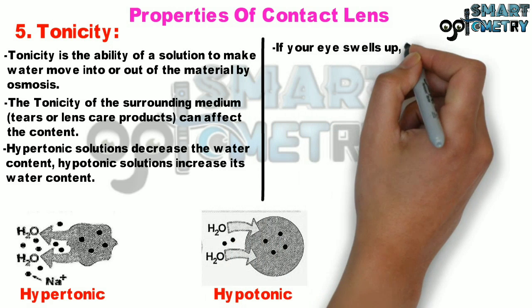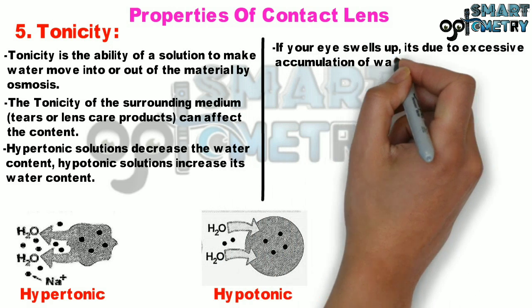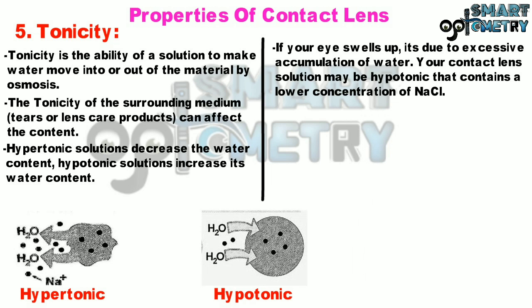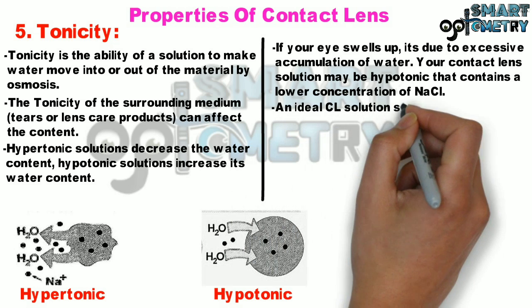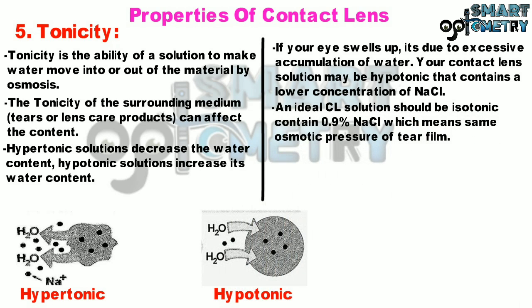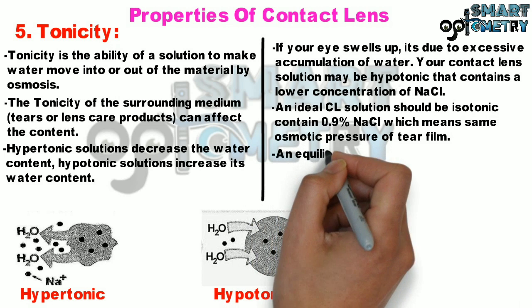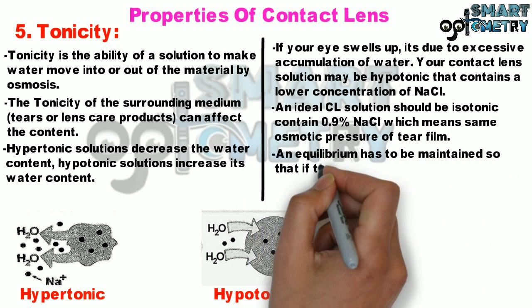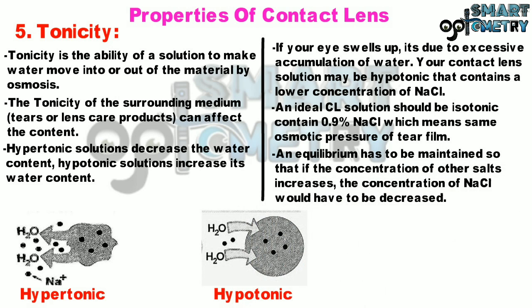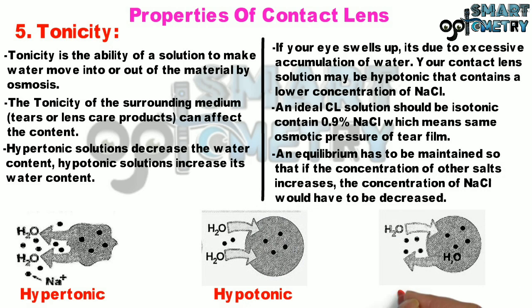If your eye swells up, it's due to excessive accumulation of water. Your contact lens solution may be hypotonic, containing a lower concentration of sodium chloride. An ideal contact lens solution should be isotonic, containing 0.9% sodium chloride, which means the same osmotic pressure as the tear film. An equilibrium has to be maintained, so that if the concentration of other salts increases, the concentration of sodium chloride would have to be decreased. Here is an example of isotonic material.